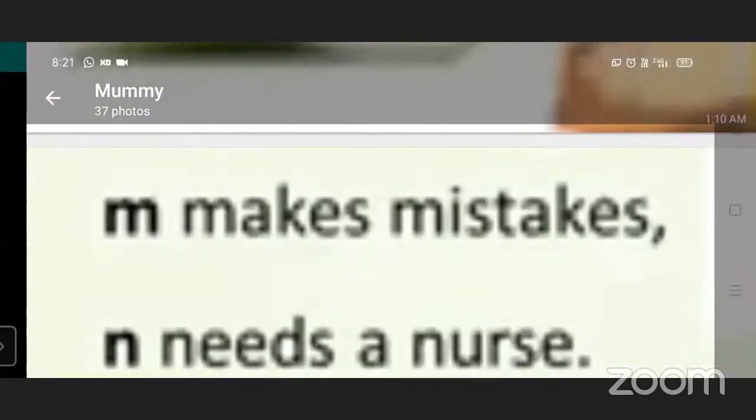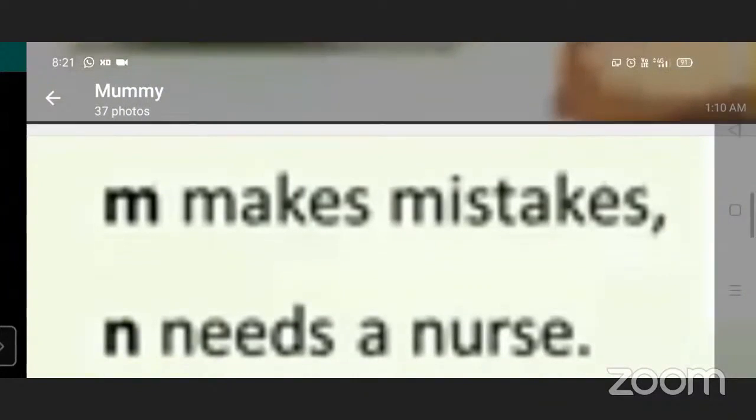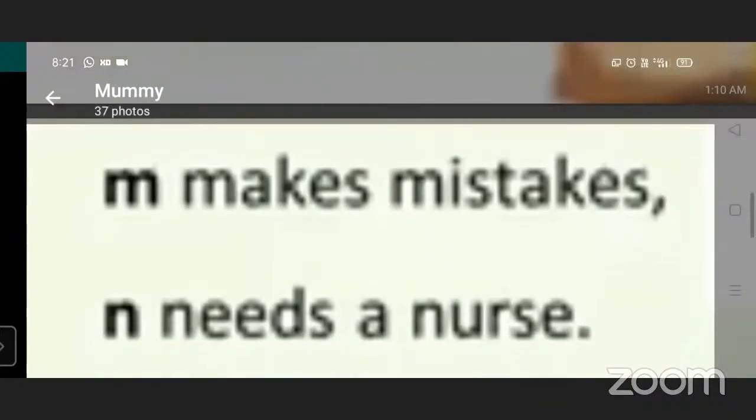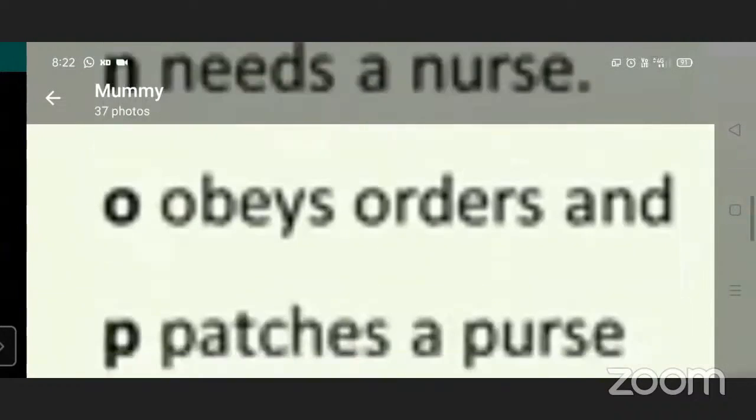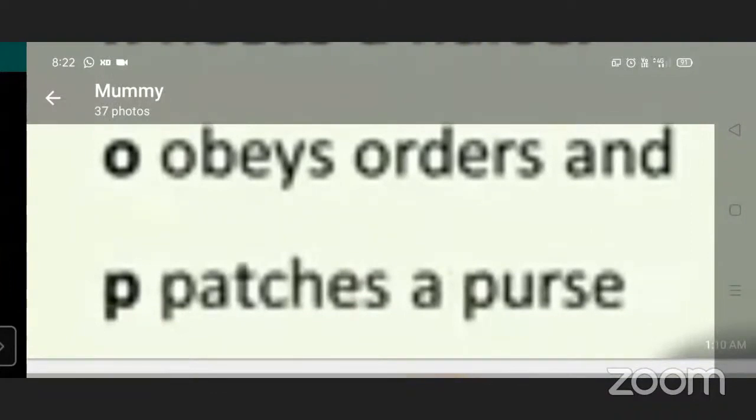Okay, now we read 4 lines. See, M makes mistakes and needs a nurse. Needs a nurse. Yes. O obeys orders. Obey orders. And P patches a purse. Yes.